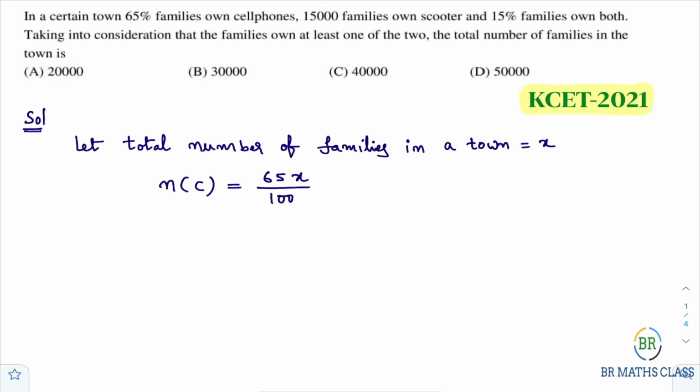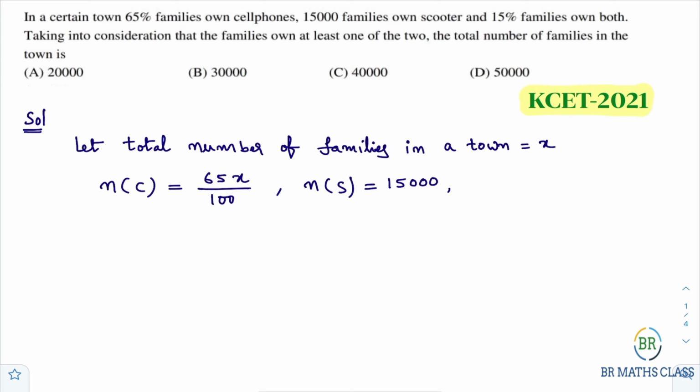Okay. And they have given that 15,000 families own scooter. I'll write it as n(S). n(S) means the number of families who own scooter. They have given it as 15,000. And they have given that 15% of families own both, n(C intersection S) equal to what? 15% of families own both. What is 15% of X? 15% of X is 15X divided by 100.